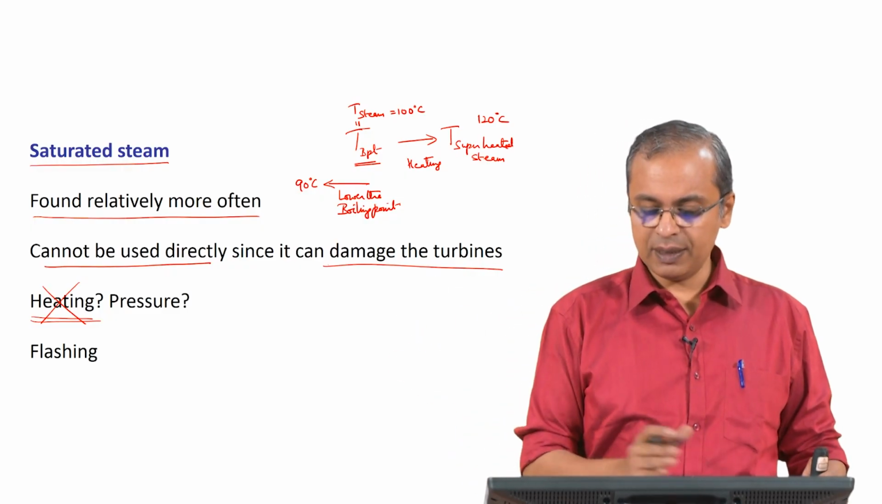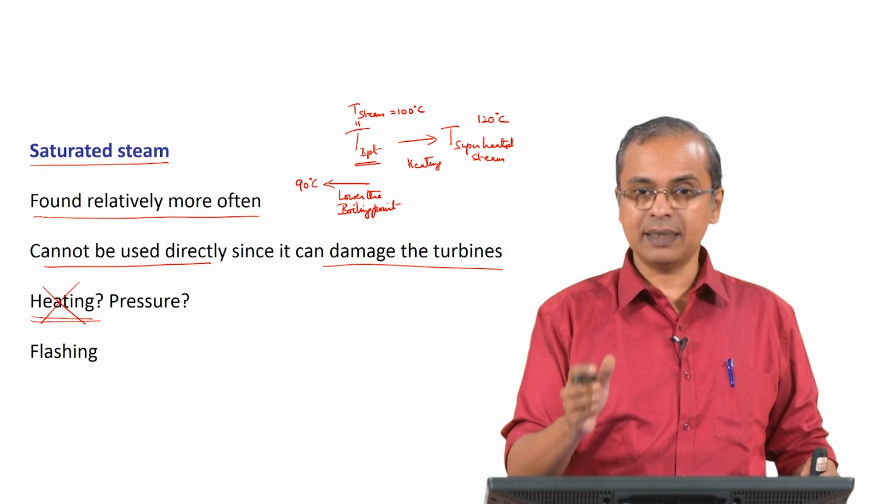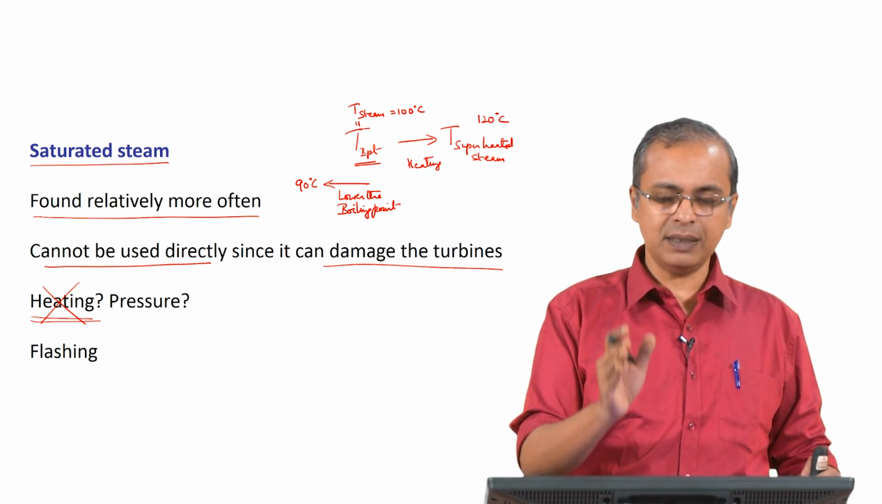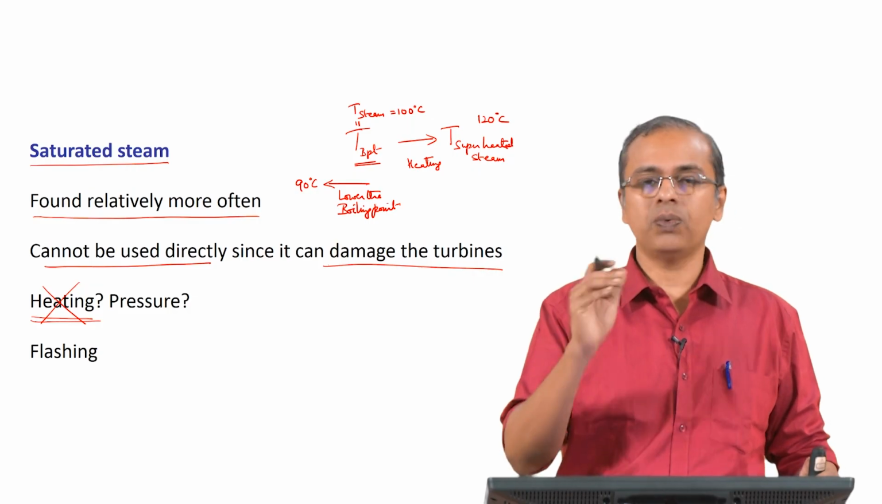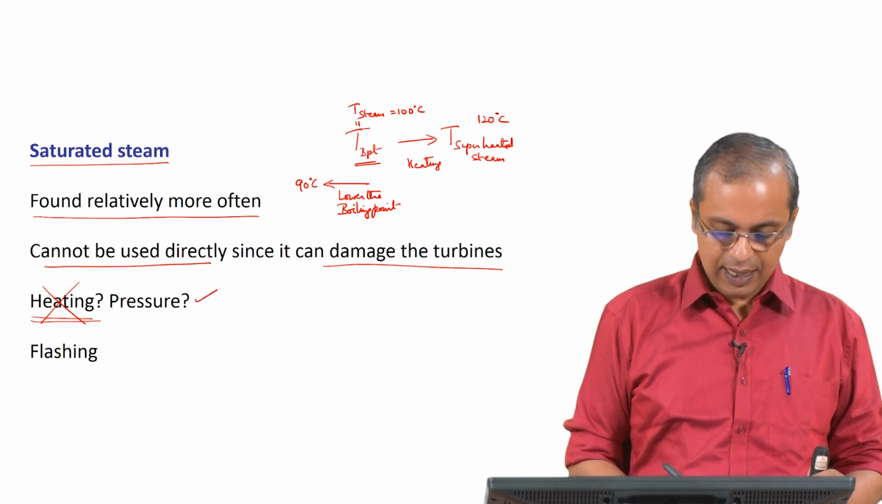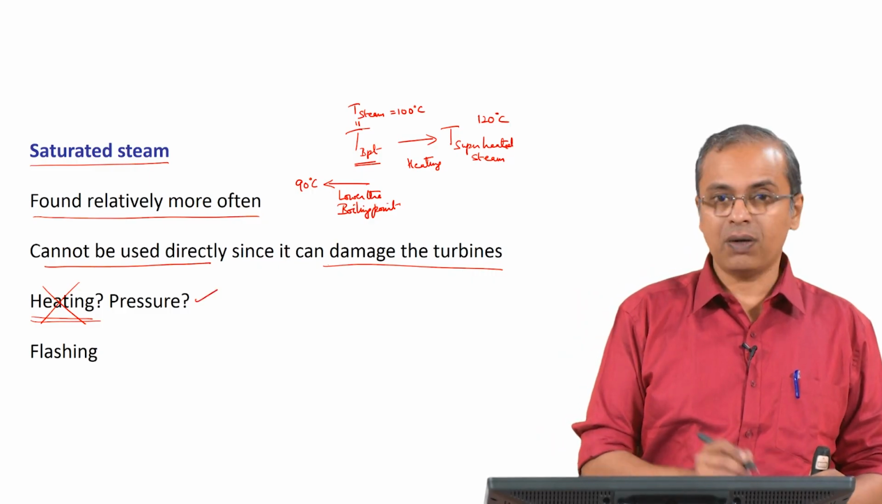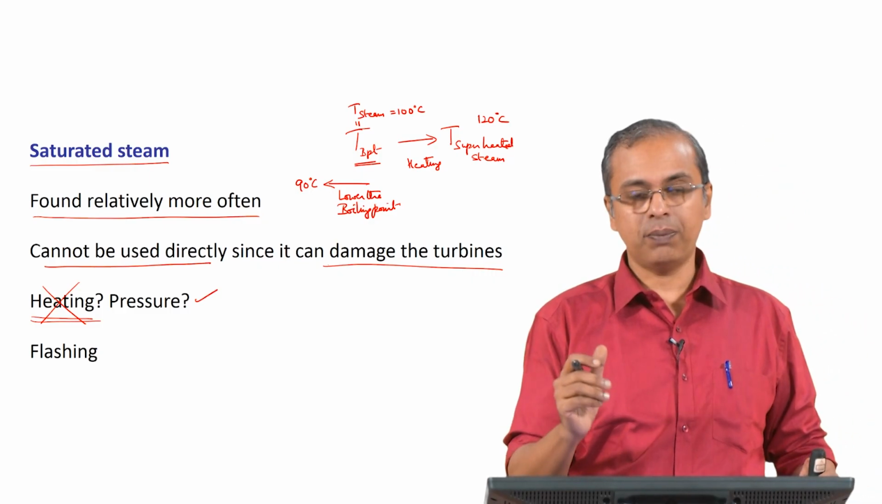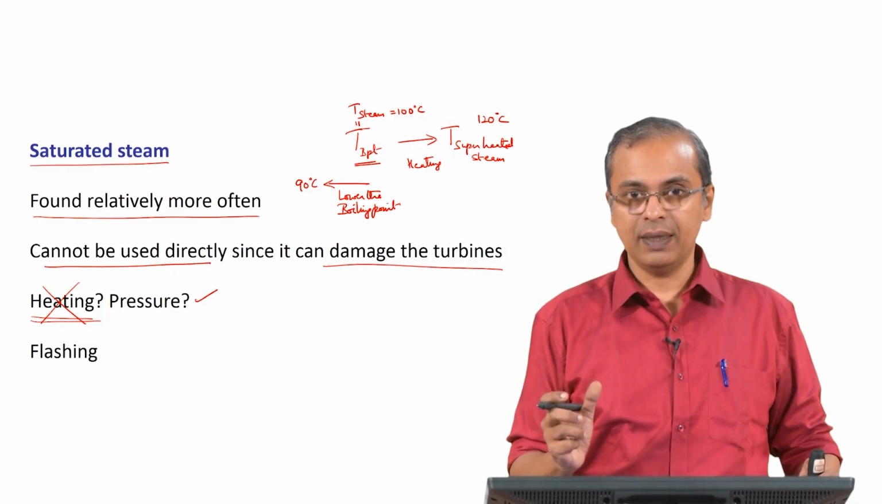And so, if you decrease the pressure, you can decrease the boiling point, and then the steam at the same temperature is now superheated relative to its boiling point. So, that is what is done, and this idea of lowering the boiling point by adjusting the pressure is called flashing.